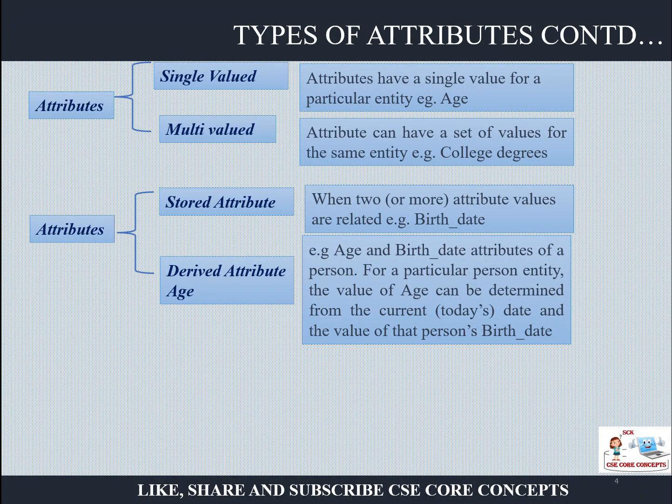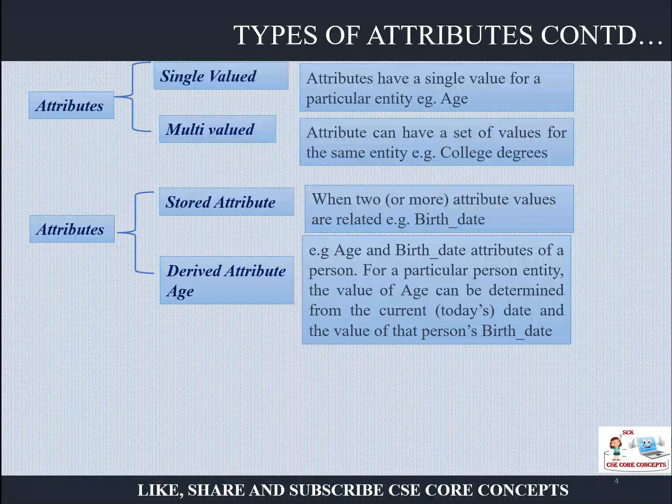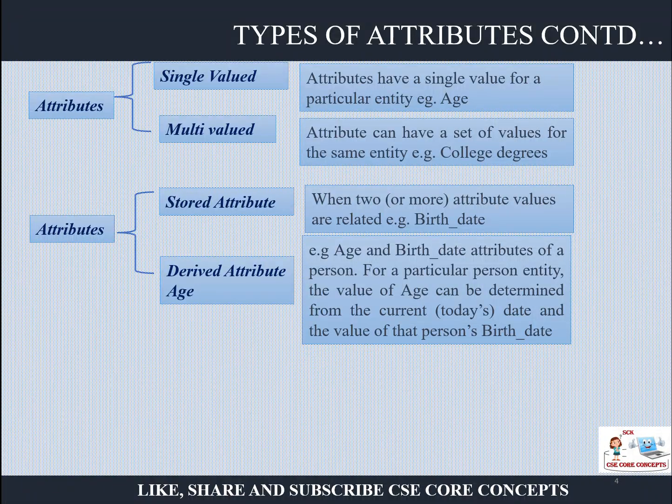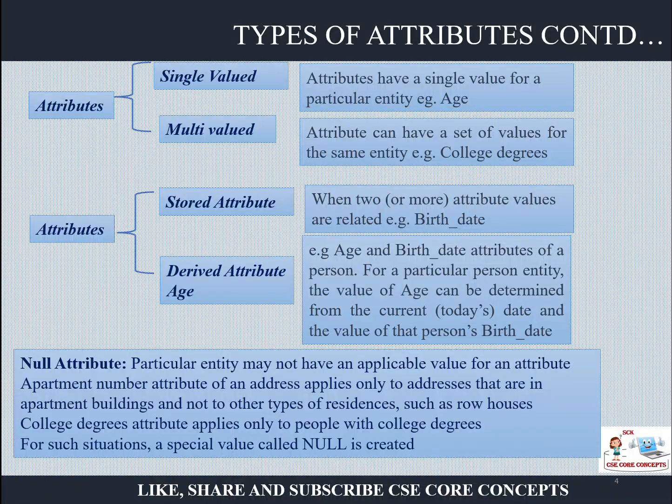Okay, so age and birth date are attributes of a person; if you have an entity, age can simply be determined from the birth date. So that is called a derived attribute. And the values which you are simply storing, they are called stored attributes. Another type of special attribute is what is called a null attribute. So it is applicable for attributes for which you don't have any value.